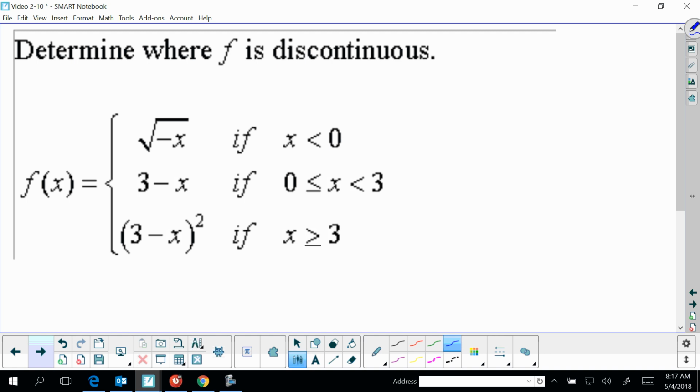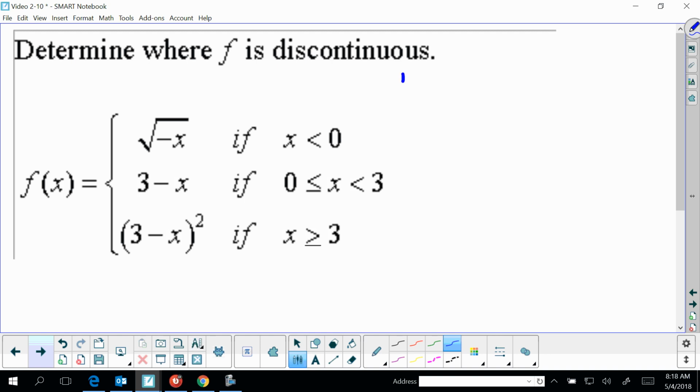Okay, so here's another one. We want to see where f is discontinuous. Notice we've got a piecewise function, and it does not tell us where we want to check. So we definitely are going to check our changeover values, so at 0 and at 3. And in our intervals, the bottom 2 are always continuous, so those are fine. And in our square root function, we're subbing in only negative numbers, less than 0. And when you negate negatives, that gives you a positive under the radical, so we'll be good everywhere. We're defined everywhere in there.